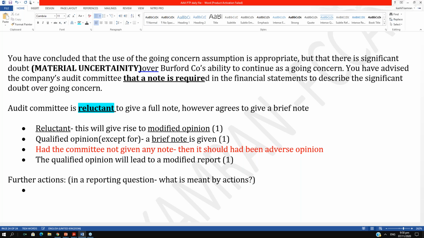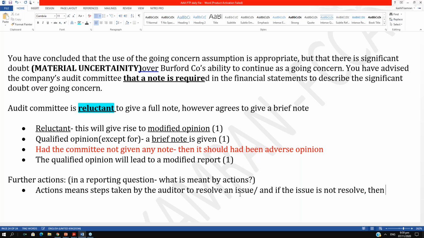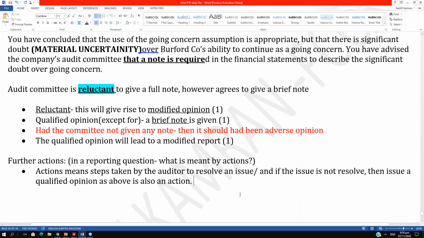Write this answer with me, please. Actions means steps taken by the auditor to resolve an issue. And if the issue is not resolved, then issuing a qualified opinion as above is also an action. Read this statement carefully. Action means steps taken by the auditor to resolve an issue. And if the issue is not resolved as above, a qualified opinion is also an action. Agree or disagree?